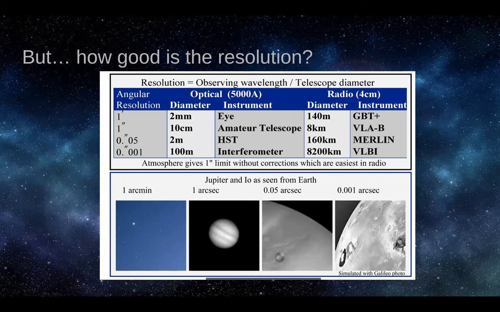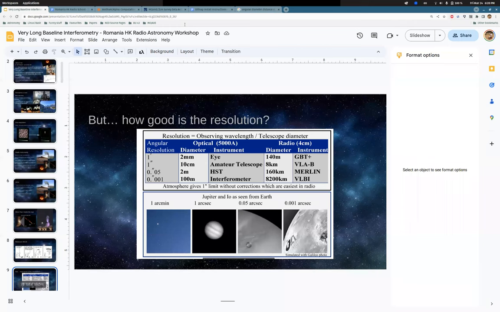So, how good actually is the resolution here? The eye is able to resolve about one arc second. It has an aperture of about 2 millimeters, and that gives about one arc second, and that's about equivalent to what the GBT telescope, the Green Bank Telescope in the United States, can do.